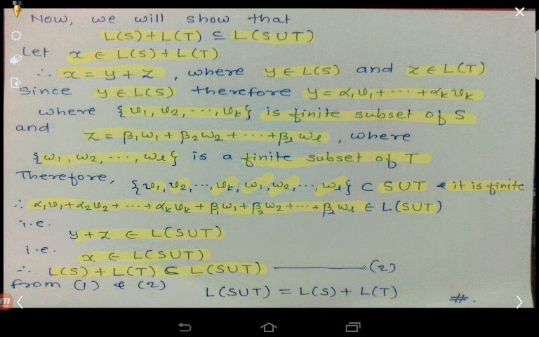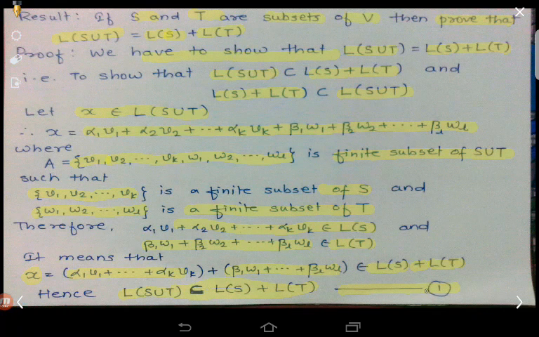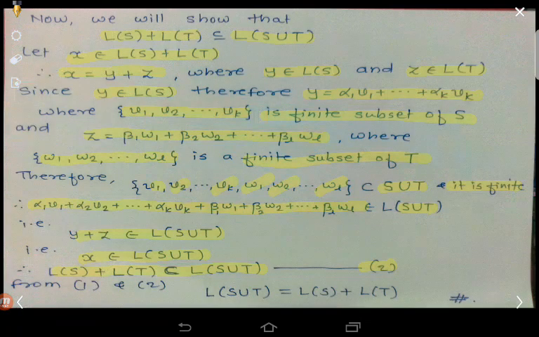Let me call this expression equation number 2. Already we have proved in equation 1 that L of S union T is a subset of L of S plus L of T. Now we have proved in equation 2 another subset relation, and hence from 1 and 2 we have proved the required result.